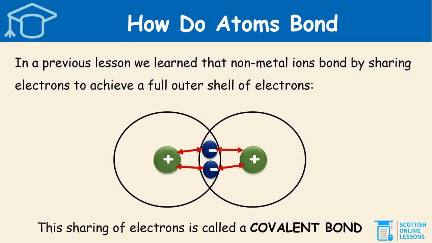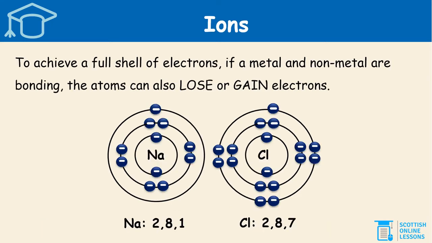In a previous lesson, we looked at bonding in non-metal atoms, and we found out that non-metal atoms share electrons in what we call a covalent bond. When metal and non-metal atoms bond, in order to achieve a full shell of electrons, the atoms can either lose or gain electrons. So for example, if we look at a situation where sodium and chlorine would be bonding together.